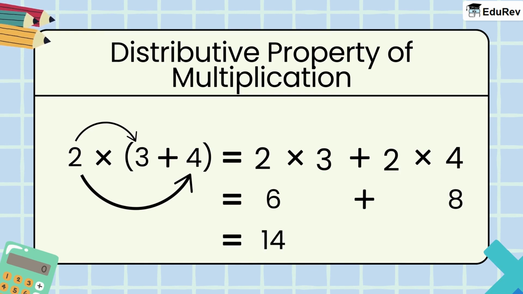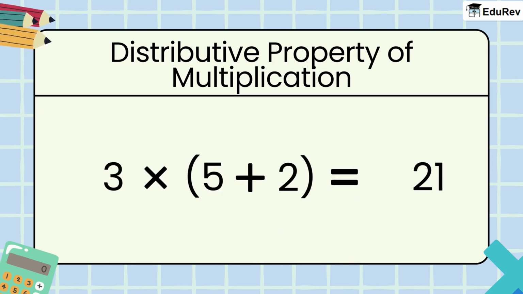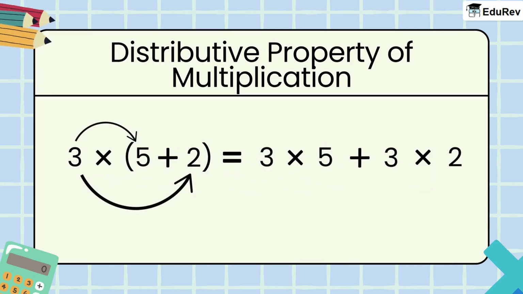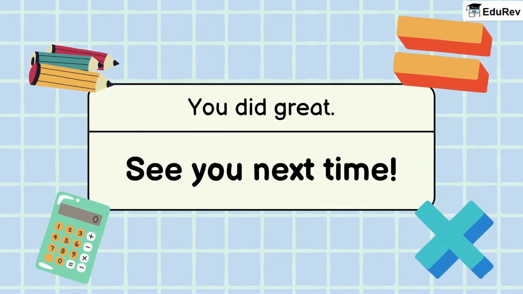Try solving this one. 3 times (5 plus 2). Correct, the answer is 21. Let's see how. When opening the bracket, it becomes 3 times 5 plus 3 times 2. That is 15 plus 6, which equals 21. With this, we have come to the end of the video. I hope you enjoyed learning about multiplication facts.